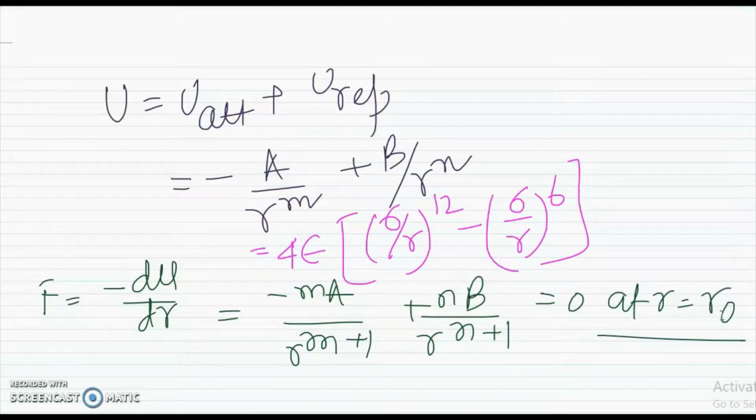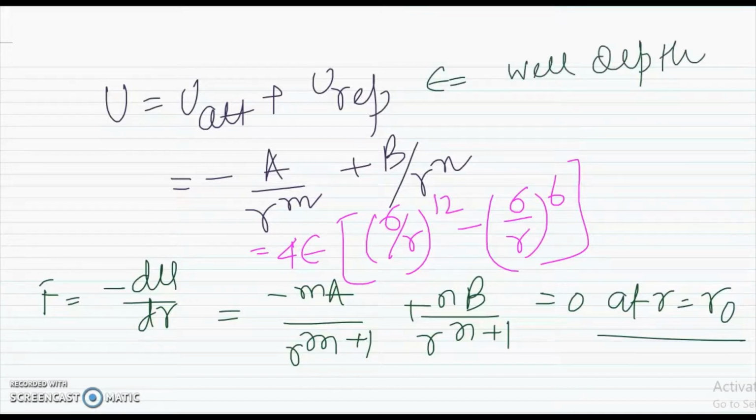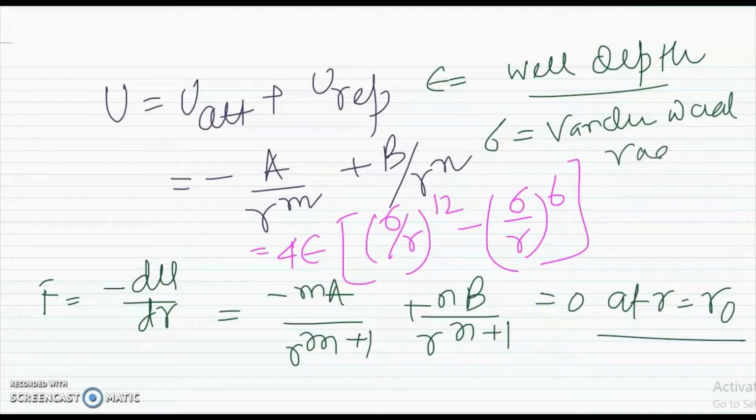Here, epsilon is called the well depth, and sigma is the van der Waals radius. So sigma is the van der Waals radius, and it is equal to half of the internuclear distance of the non-bonding particles. So sigma is called the van der Waals radius.